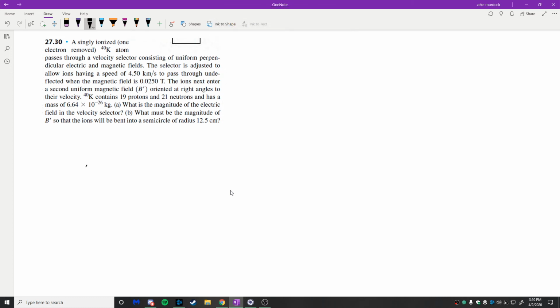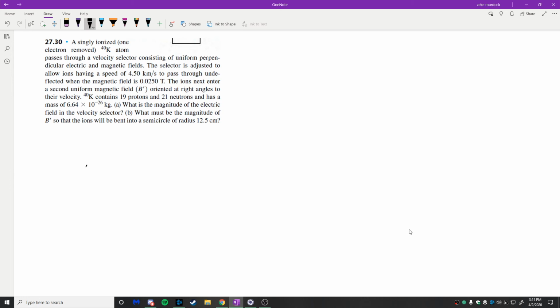So you have a singly ionized, i.e. one electron removed, krypton. Is K krypton? Krypton-40 atom passes through a velocity selector consisting of uniform perpendicular electric and magnetic fields. Potassium, thank you. Okay, sorry about that. Krypton's Kr, right? Potassium, yes, that is what K is, thank you.